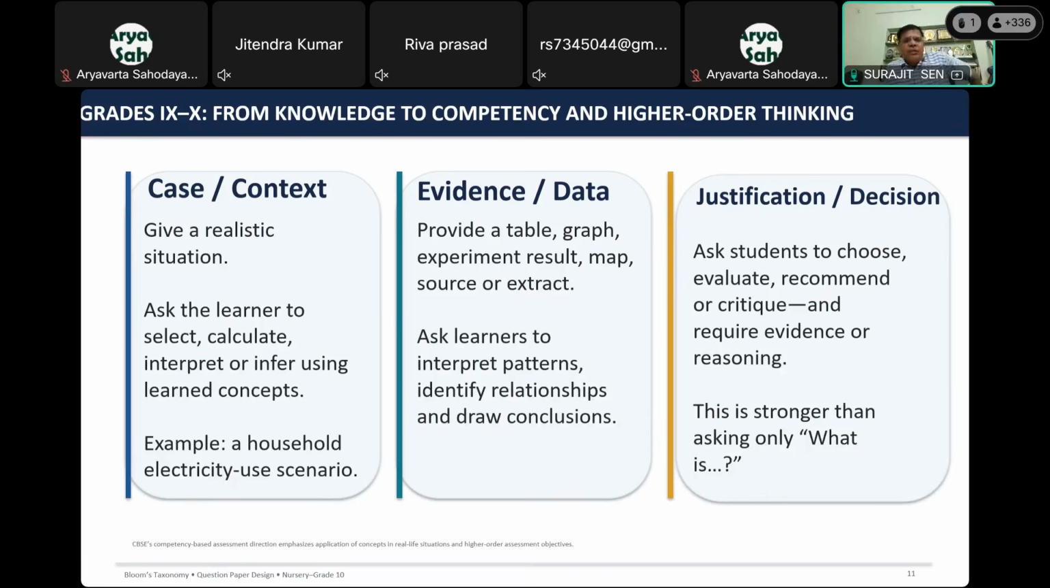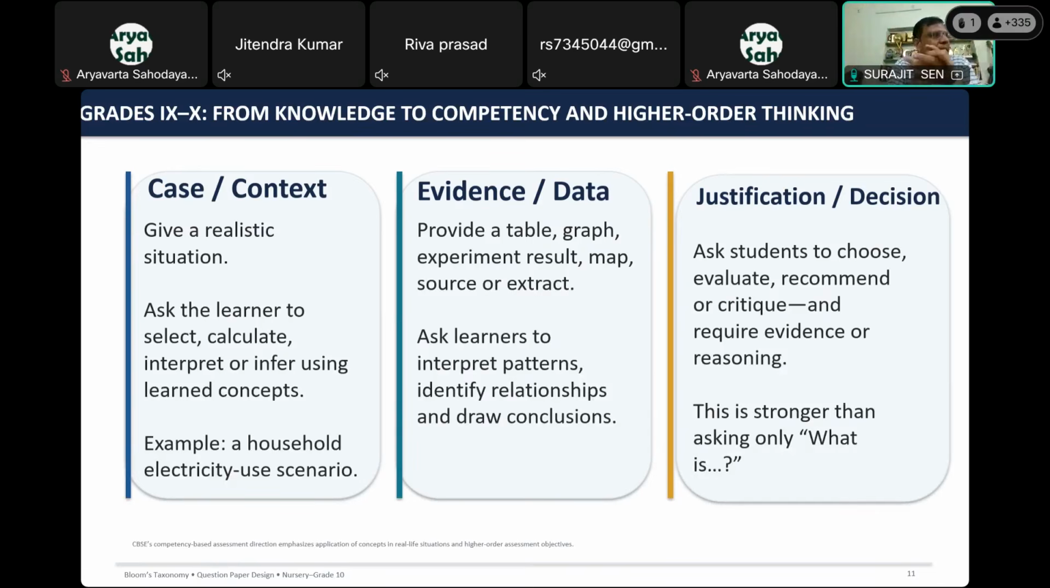For class 9 and 10, move from knowledge to competency to higher order thinking, so you can make case and context. Give realistic situations, and ask the learner to select, calculate, and interpret using different learned concepts. Example, a household electricity use scenario. That's an example. So give realistic situations to them.